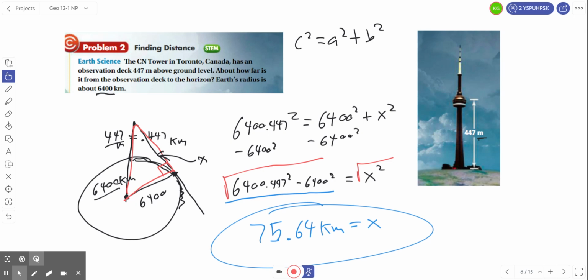So you can see 75 kilometers from the top of that thing, which is pretty far. It's like 50 miles or something. All right, so there's a little word problem. You had to draw a picture, realize the Earth is a circle, and that your line of sight there is a tangent line.